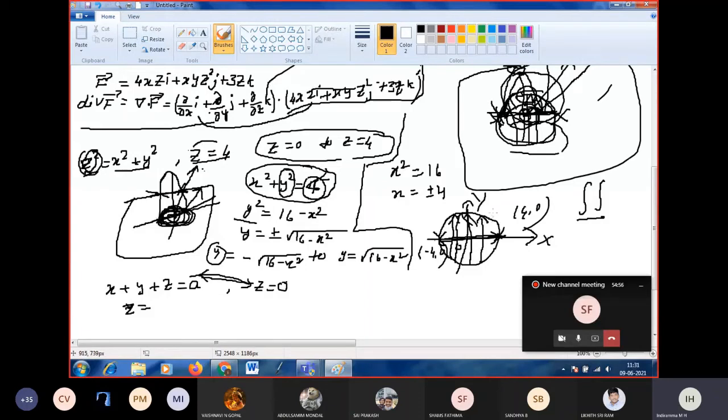If you put y also 0, it is meaningless, so I am not getting the whole circle. So y varies from the lower circle to the upper circle. The lower circle means the negative part of the circle, that is minus square root of 16 minus x square, to plus root of 16 minus x square. If you put y also 0, that is meaningless, so I cannot get the complete circle. Why did we take it this way?